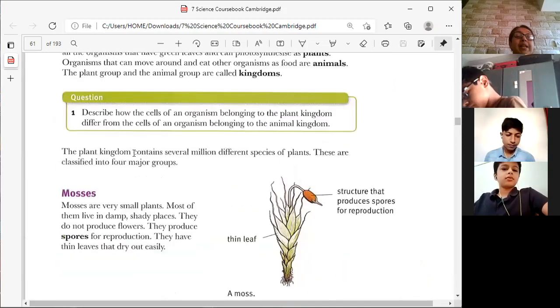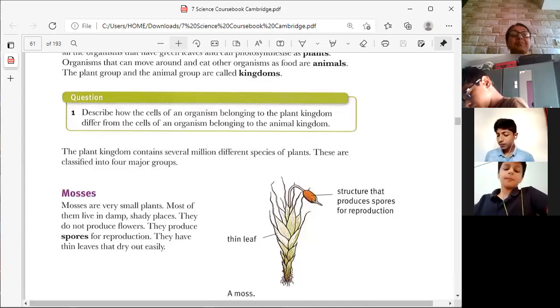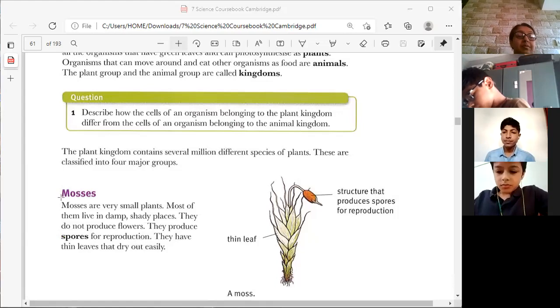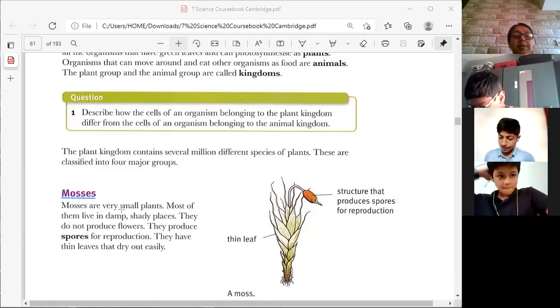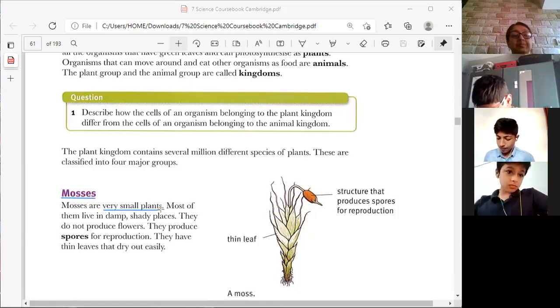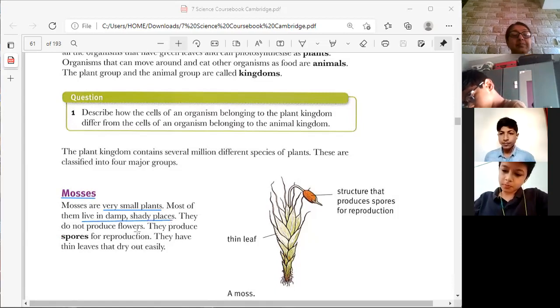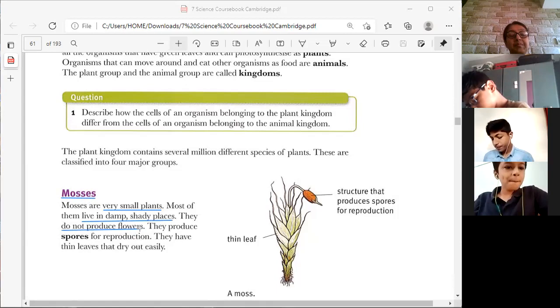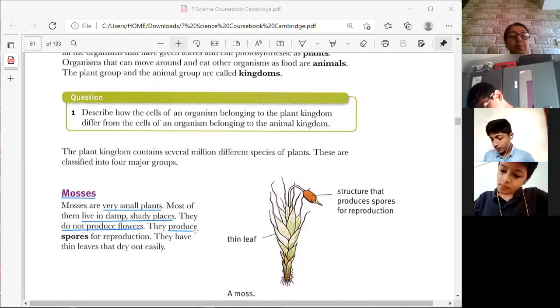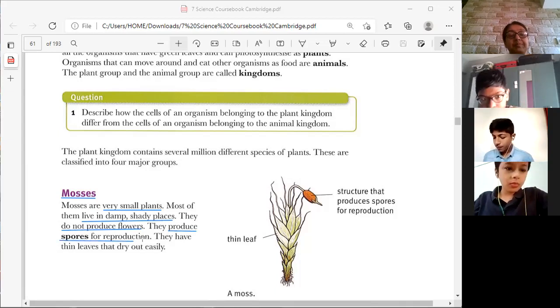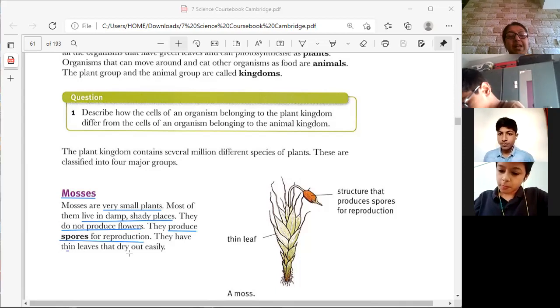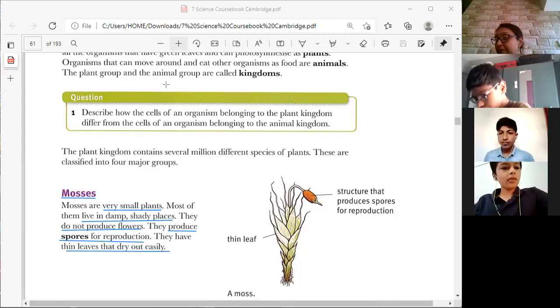Done. Now you will write the subheading mosses. Your first point will be very small plants. Second point will be live in damp, shady places. Third point will be do not produce flowers. Fourth point will be produce spores for reproduction. And fifth point will be thin leaves that dry out easily. So for mosses, we have 5 points.